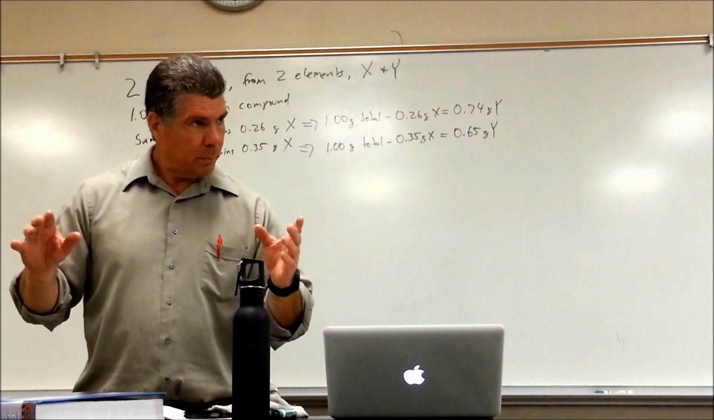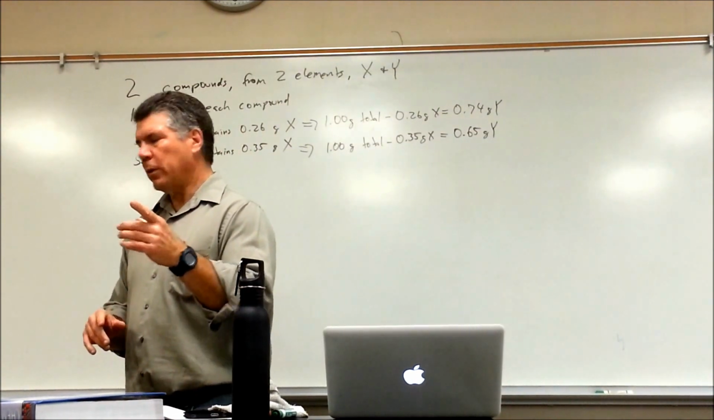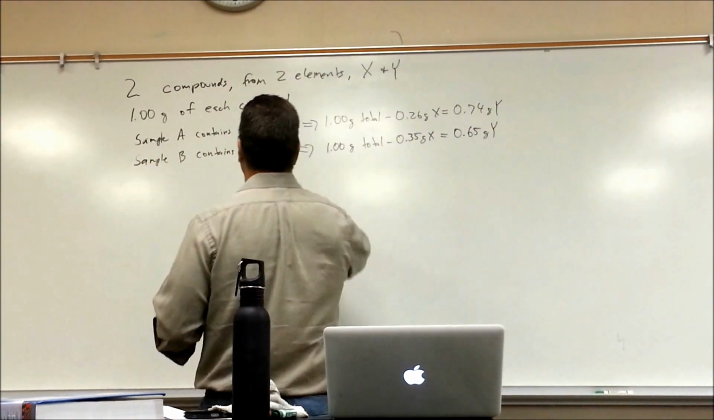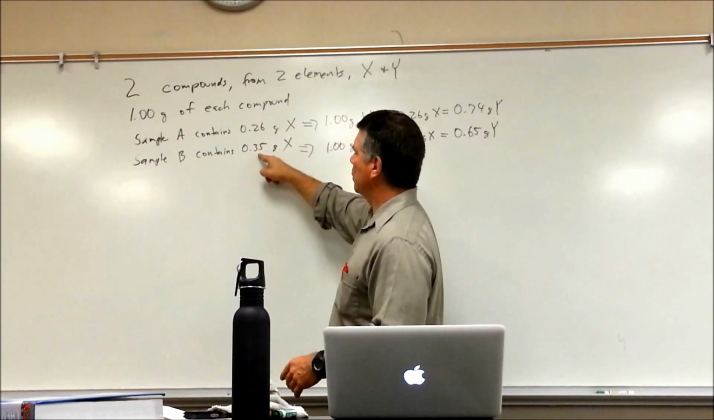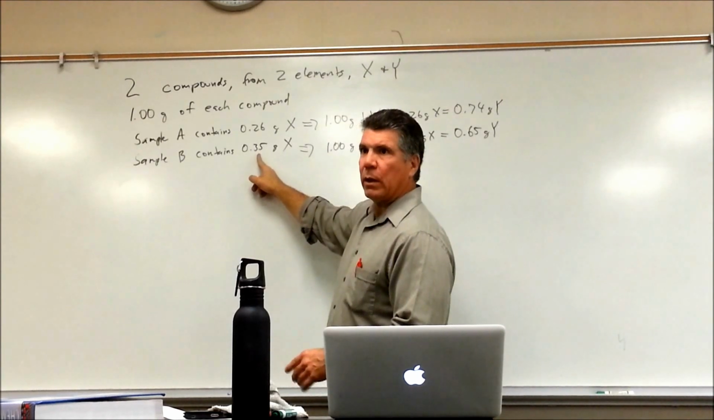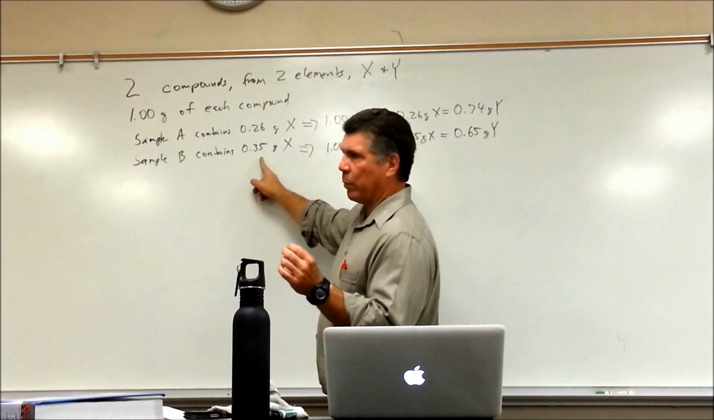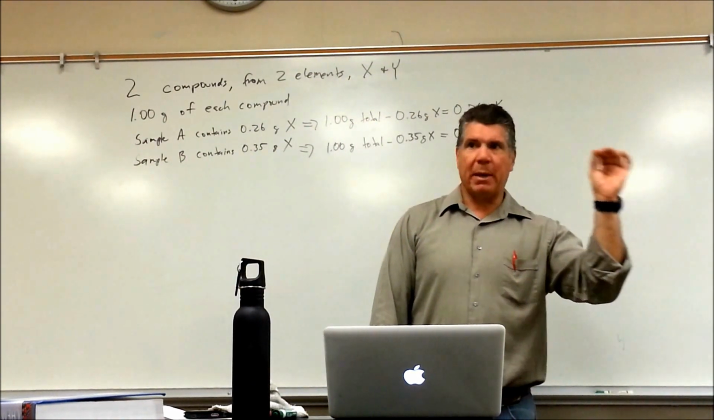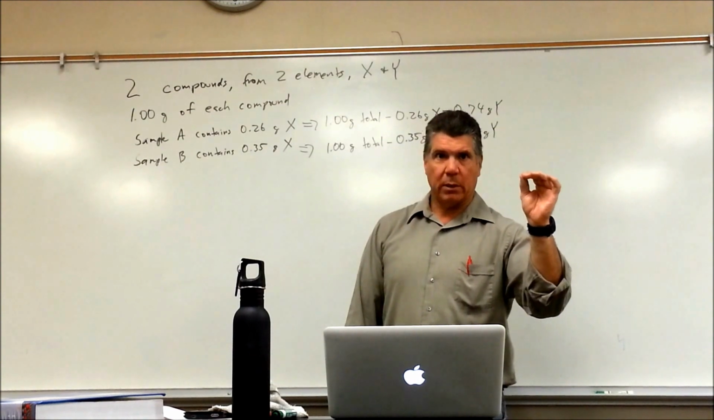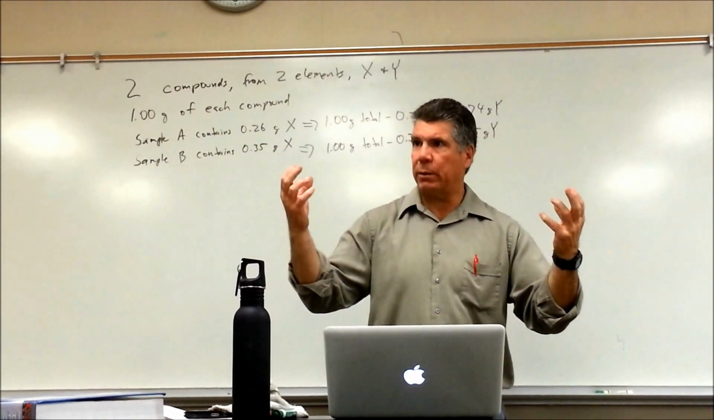Do you get that? Same thing for Y. The thing is, though, we cannot say that the ratio is 0.26 to 0.35, because we don't know about Y yet. What we have to do is take Y out of the equation by making it constant. We have to make the amount of Y the same in compound A and compound B.